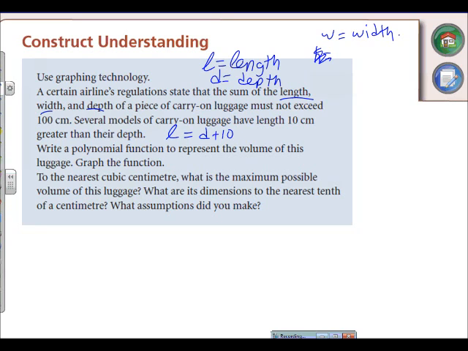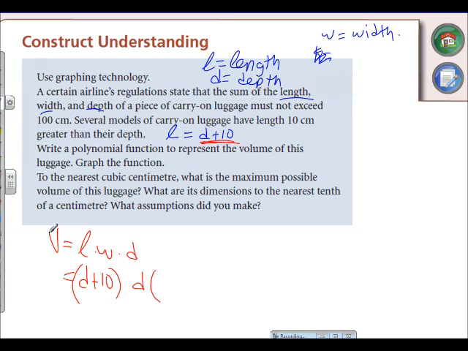Okay, let's start here. Your volume is your length times your width times, in this case, the depth. Our L is D plus 10. Our width, we don't know yet. We'll get to that in a second. And our depth, we said, is just D. So now we need to figure out what goes for the W.